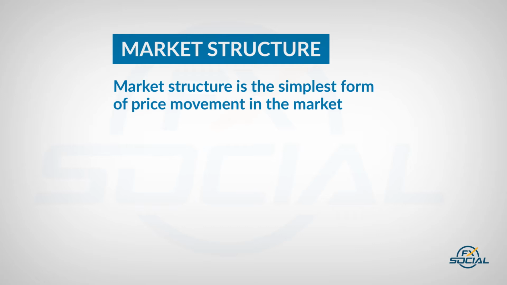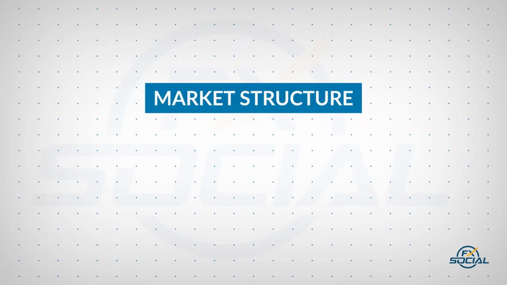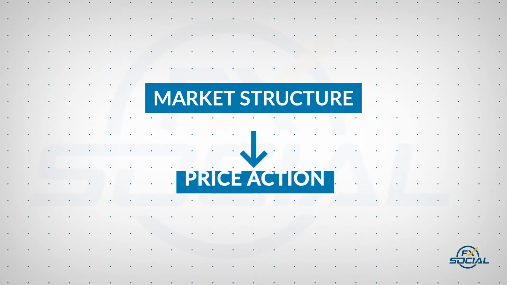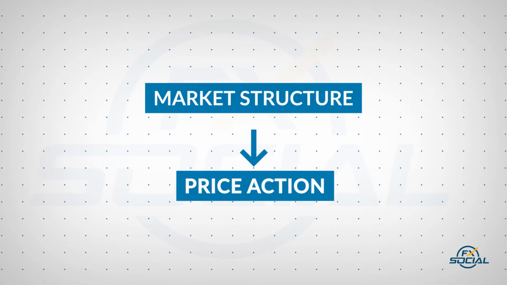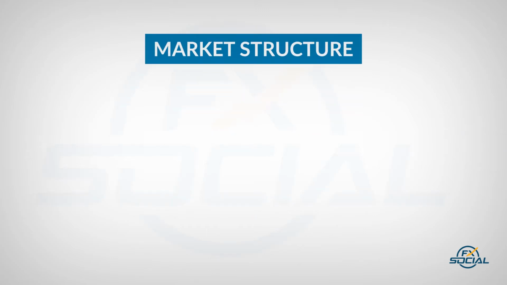Market structure is the simplest form of price movement in the market, and it's important to be able to read it. Market structure is also sometimes referred to as price action. So we call it market structure because that's how the whole market moves. You have to know which way the market is going to be able to make a nice winning trade. We have two features of market structure. Number one, trending market. Number two, ranging.